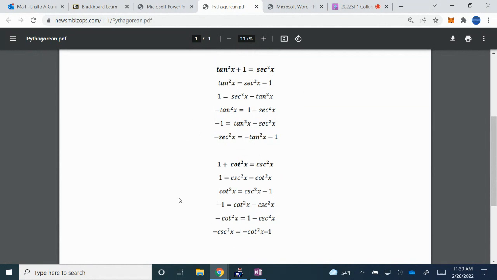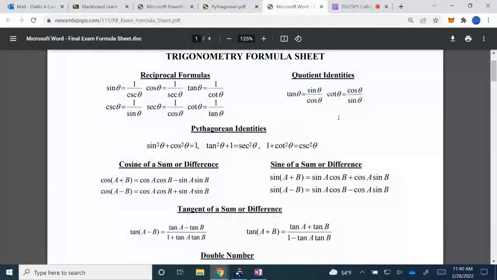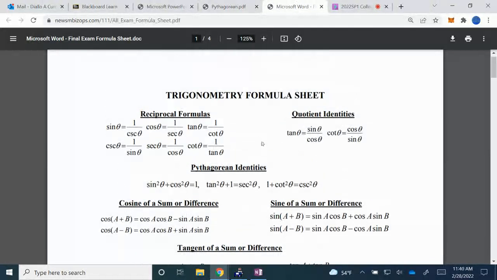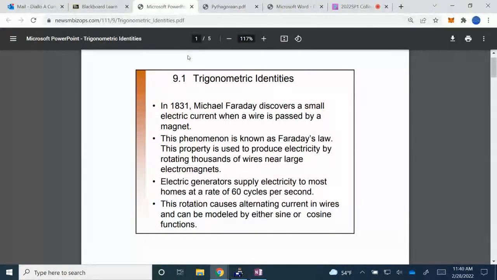So how do we use these formulas? We're going to start off with the reciprocal and the quotient identities. Before we do, I'm going to bring up the set of notes from section 9.1. On this first slide, it just gives some background information about trigonometric identities.